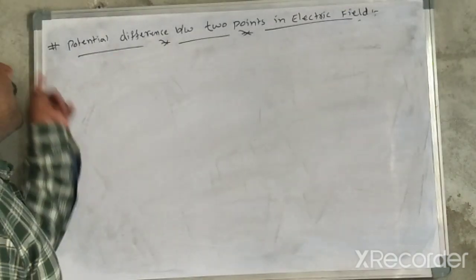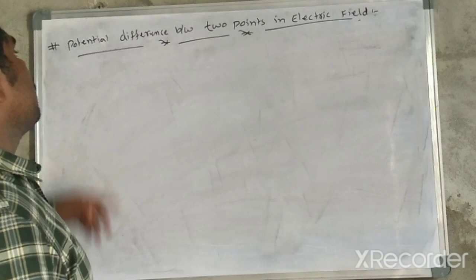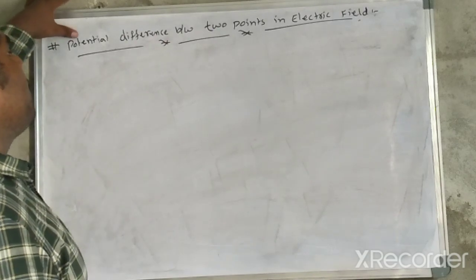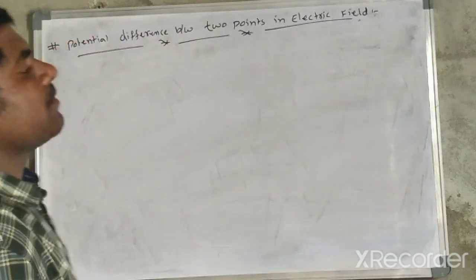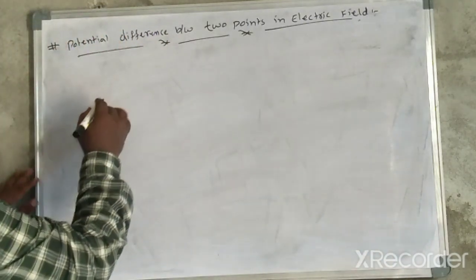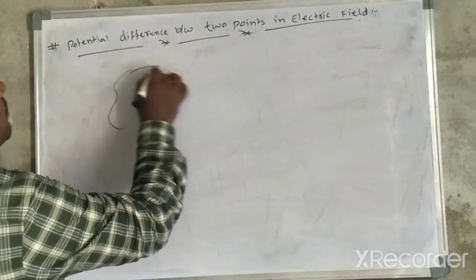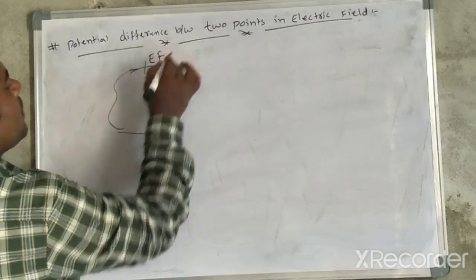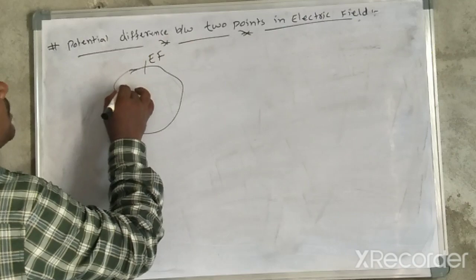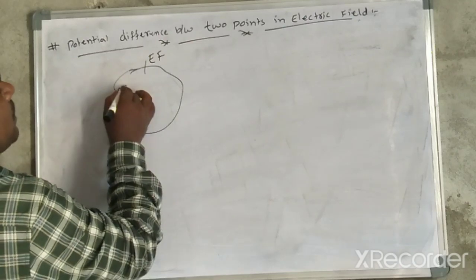Here is another important topic: potential difference between 2 points in an electric field. Let us consider this is the electric field region. Here I would like to consider 2 points, A and B.